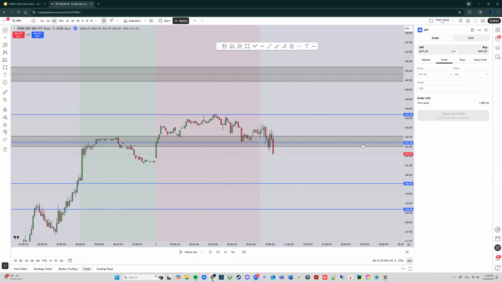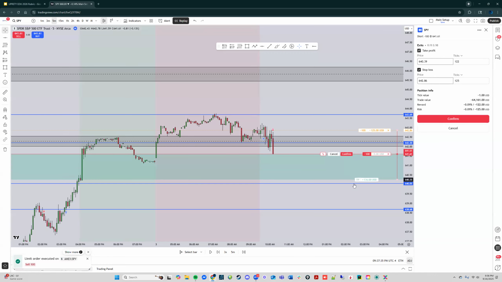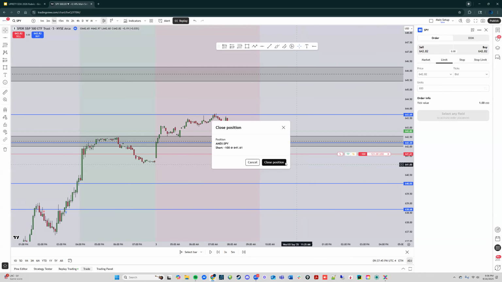Can we take a short here? Thank you. She wants to take a short. Our stop is going to be above here. We're going to sell when we get down here. Very choppy. And you got stopped out.